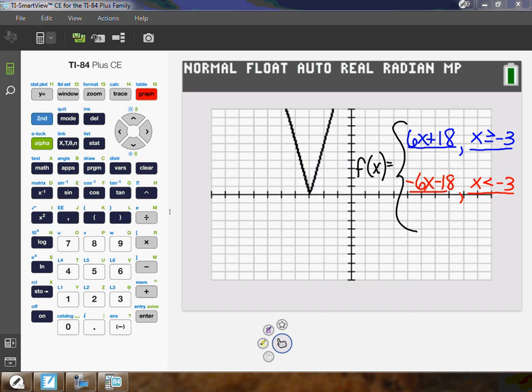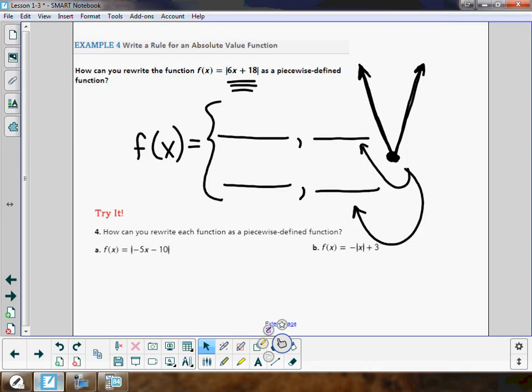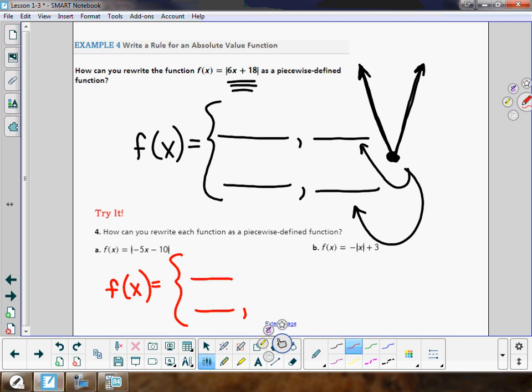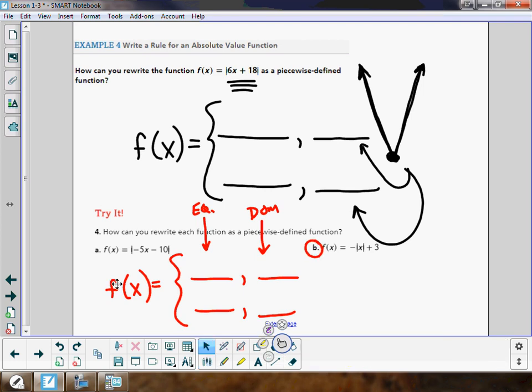For the triads, you're going to do something similar. Go ahead and write this one out in its two pieces. Figure out the two different equations under the two different domains, and the same for B. Good luck. We'll go over those tomorrow.